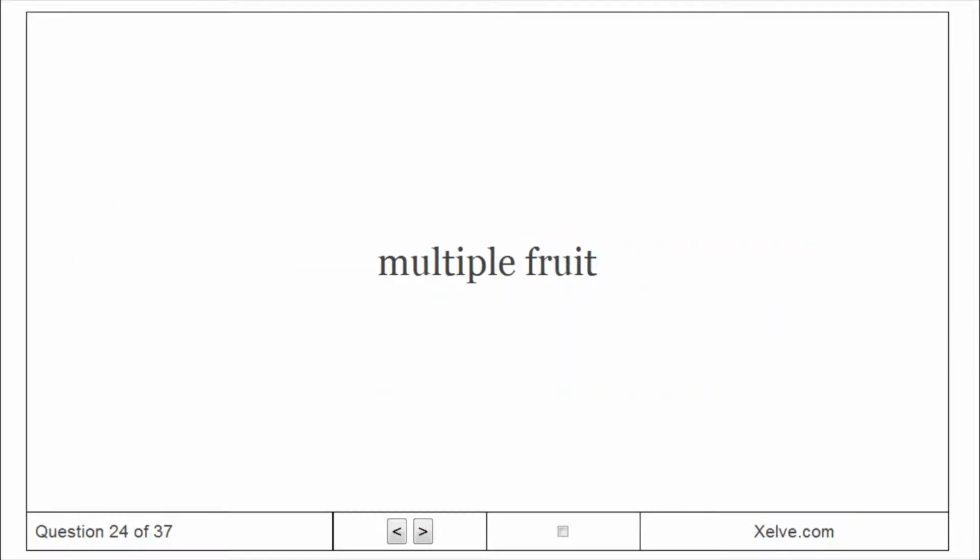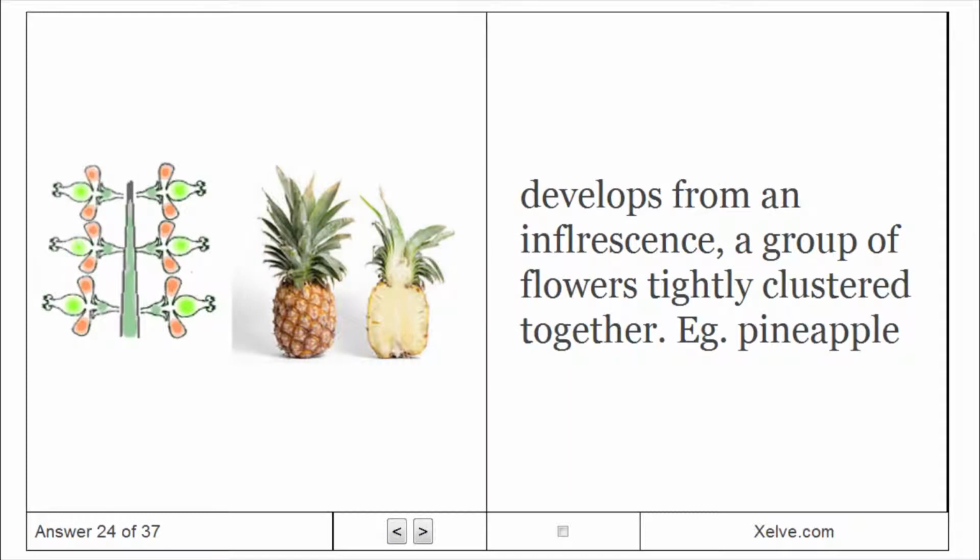Multiple fruit. Develops from an inflorescence, a group of flowers tightly clustered together, e.g. pineapple.